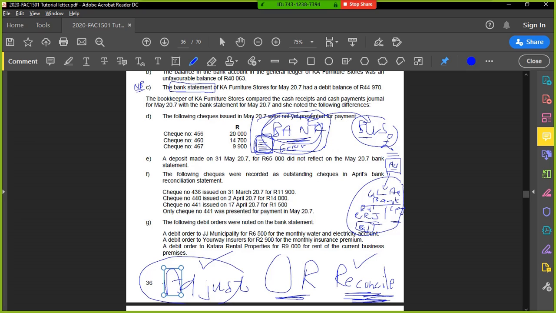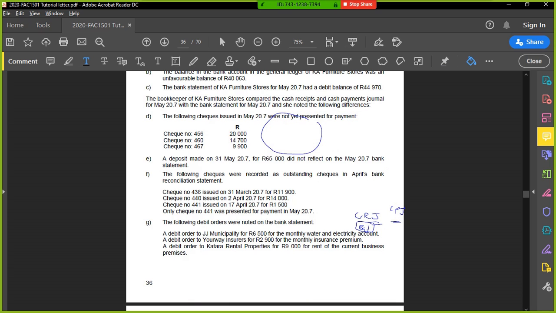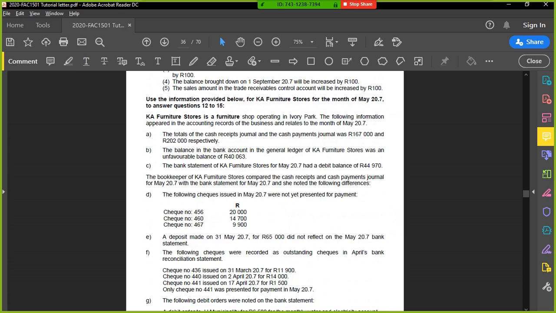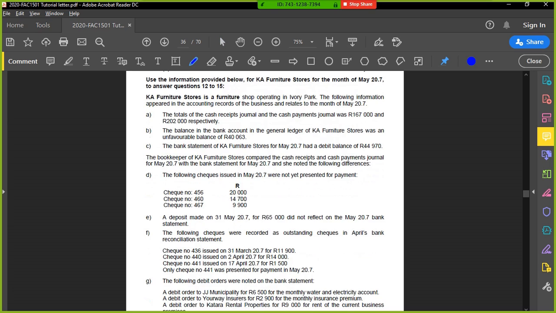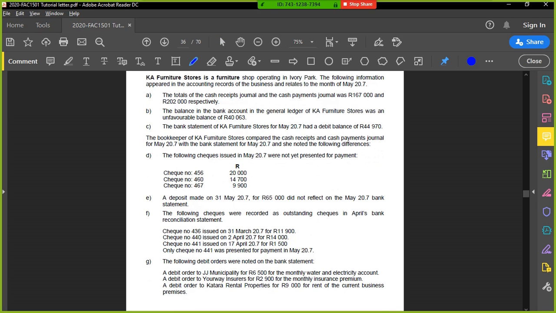Good. So let's have a look at this question. Let's delete all this writing so you can see the question. What do we have here? Number D. Checks have been issued, not yet presented. What do we call those things? Outstanding payments. So if you write out checks and those checks haven't been presented for payment, they're outstanding. They'll be outstanding until they are paid.